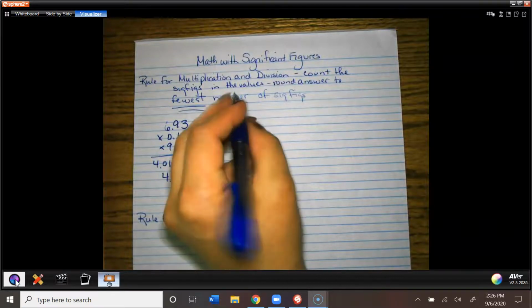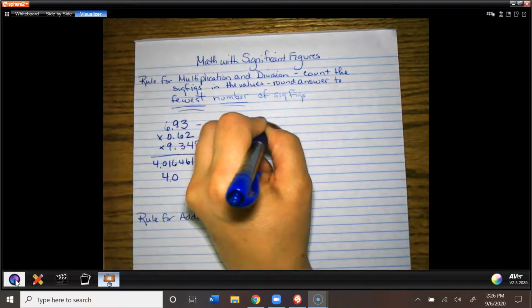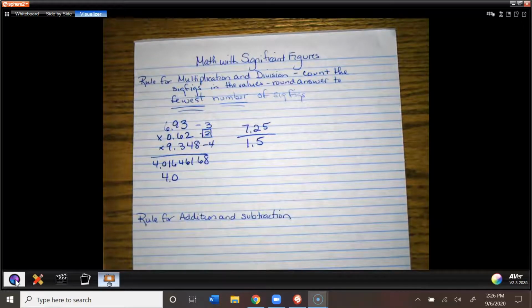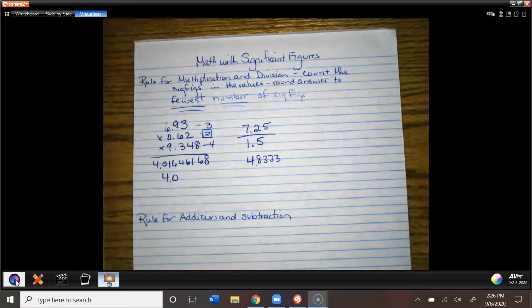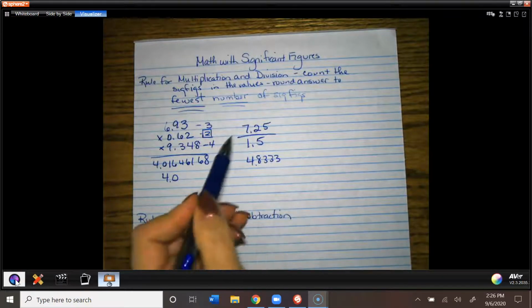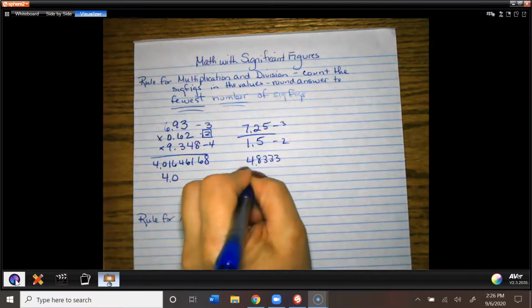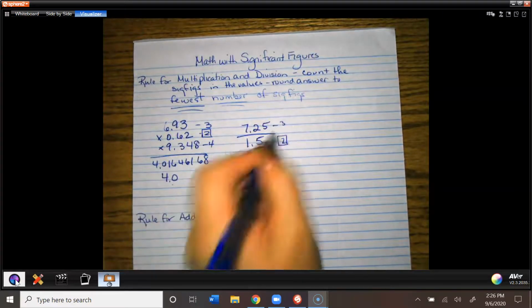The same thing holds true if I do division. If I have 7.25 divided by 1.5, what's my answer going to be? I wind up with 4.8333, repeating and so forth. But I don't want my answer to be any more accurate than the numbers that went into creating it. So I've got 3 sig figs here, but I only have 2 there. So my answer can only have 2. And it's complete coincidence that I have 2 in both of them. It's just because that's the numbers.